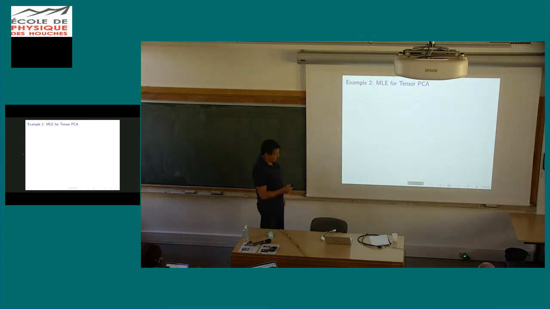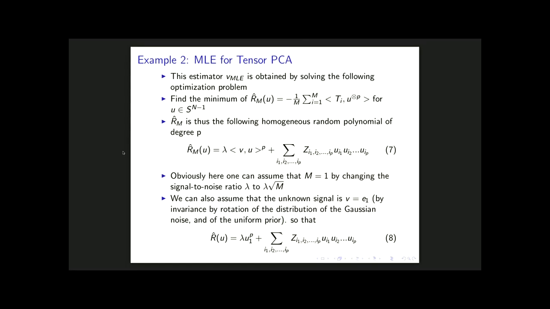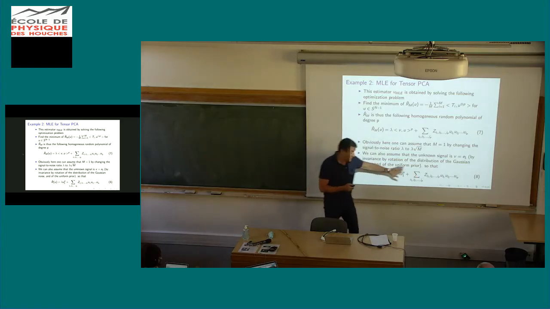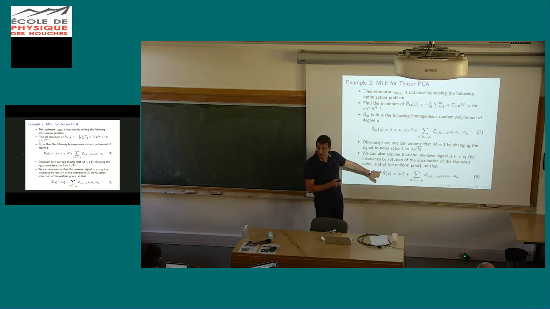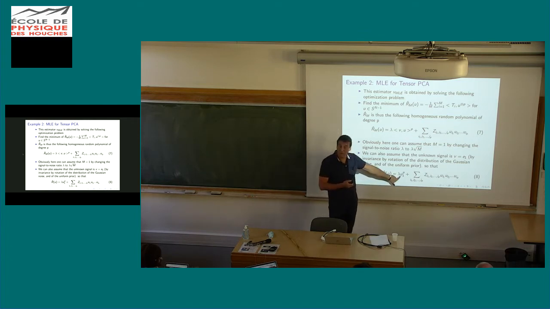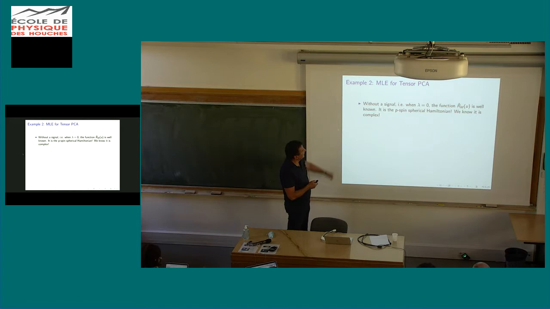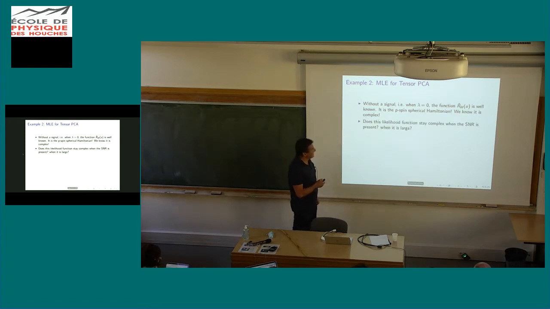Okay? So now what you have to do is to compute the distribution. This is a Gaussian function, obviously, because these guys are Gaussian. And you have to compute the Hessian of this, conditioned on the fact that this function is critical. And believe me, the Hessian of that is of course a Gaussian matrix, which is a spiked GOE. And the spike comes from here. If lambda is 0, you have no spike. Okay? That's what I was saying. This is the p-spin. So the question is, does this likelihood function stay complex when the SNR is present?